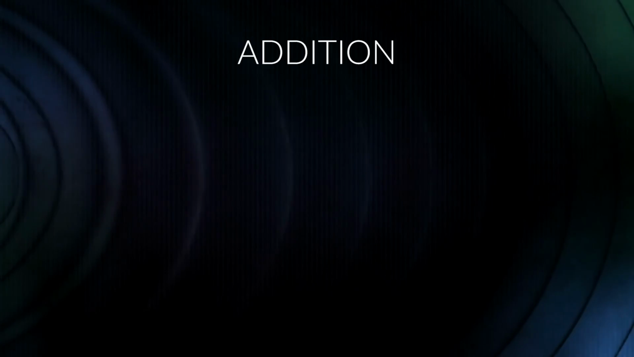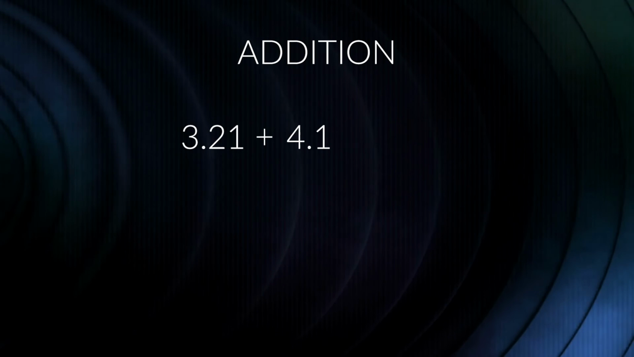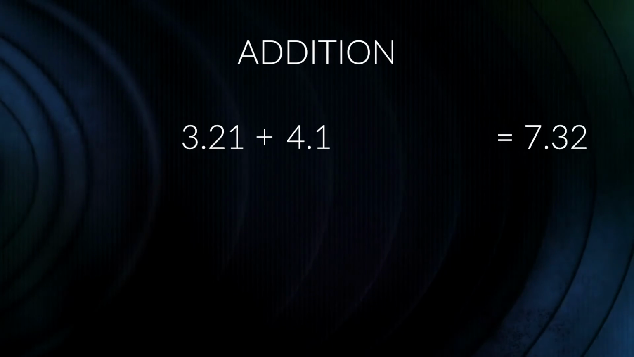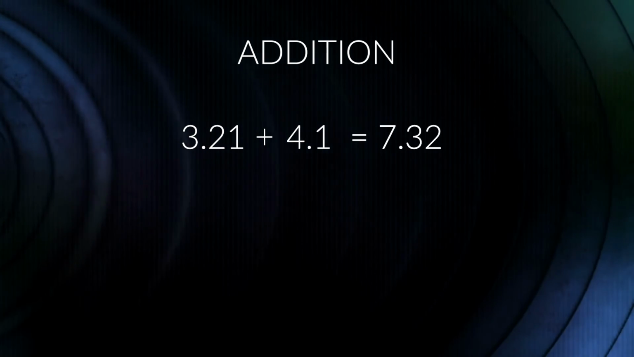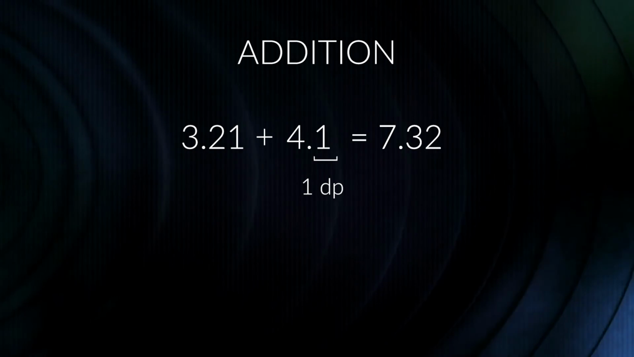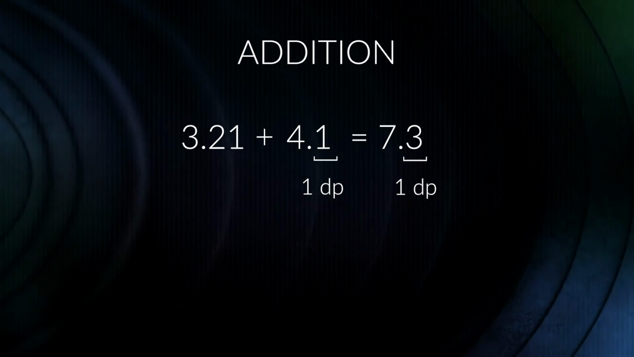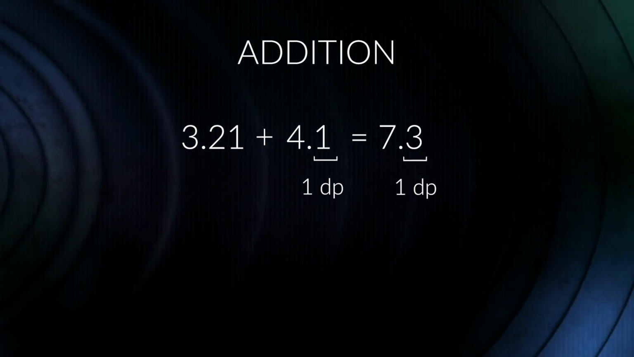So when we're adding and subtracting, we do something slightly different. We're looking at the number of decimal places. Say for example, I had 3.21 plus 4.1, and this is equal to 7.32. Now you can see that 4.1 has one decimal place, so my answer would also be to one decimal place. So I'd write my answer as 7.3 rather than 7.32.